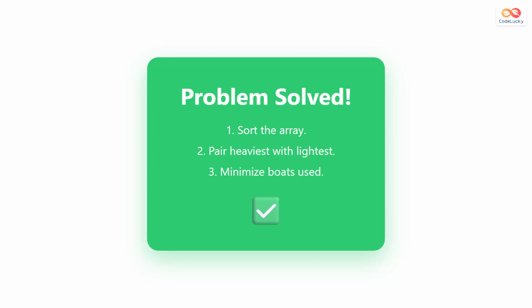To summarize, sort the weights, use 2 pointers to pair the heaviest with the lightest whenever possible, and count the boats. This greedy approach guarantees the optimal solution.